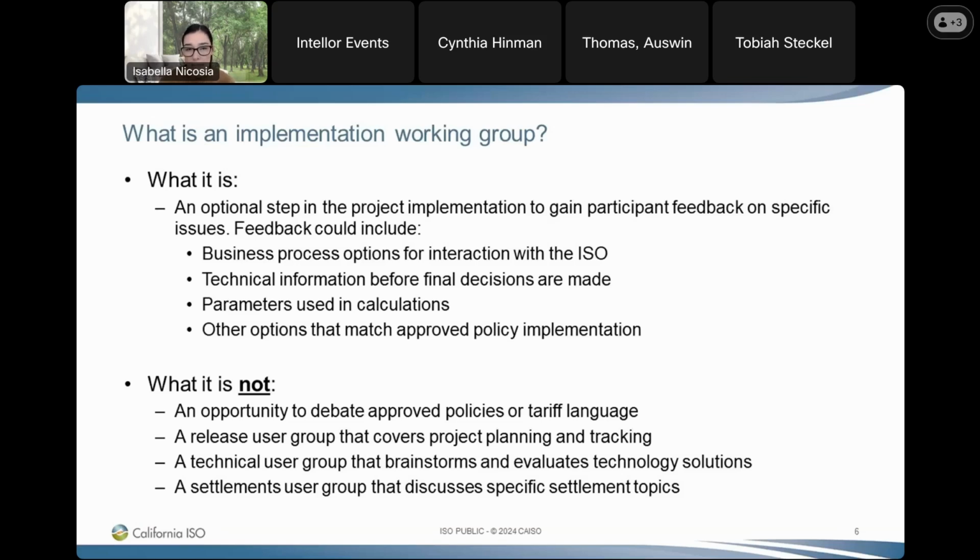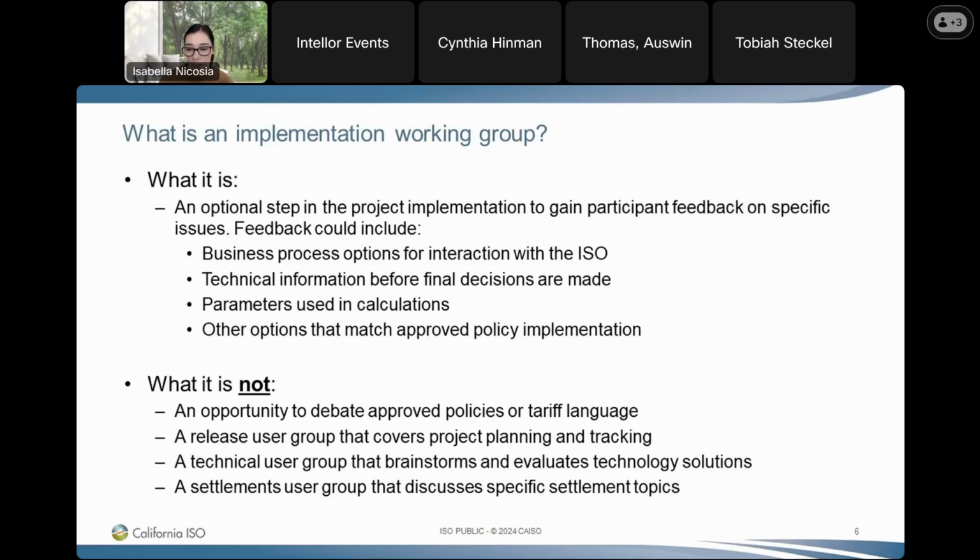So on the flip side of that, what is an implementation working group not? The implementation working group is not an area to further discuss approved policies or tariff language. The goal is really to gather feedback on final process or system changes so that participants can have a better understanding of how project implementation will perform much sooner than market simulation.